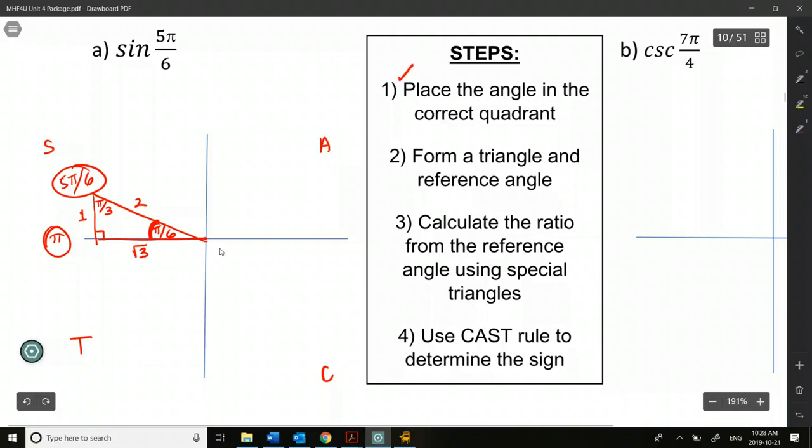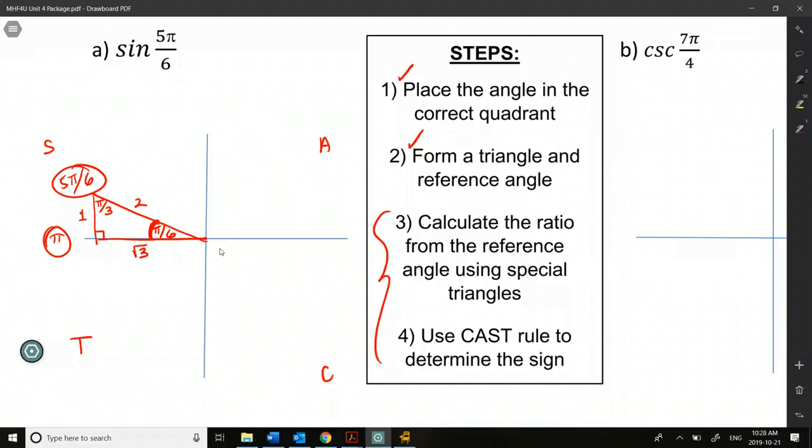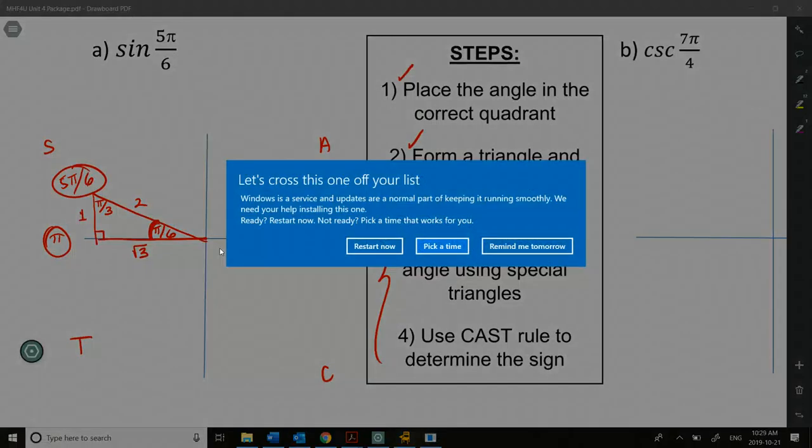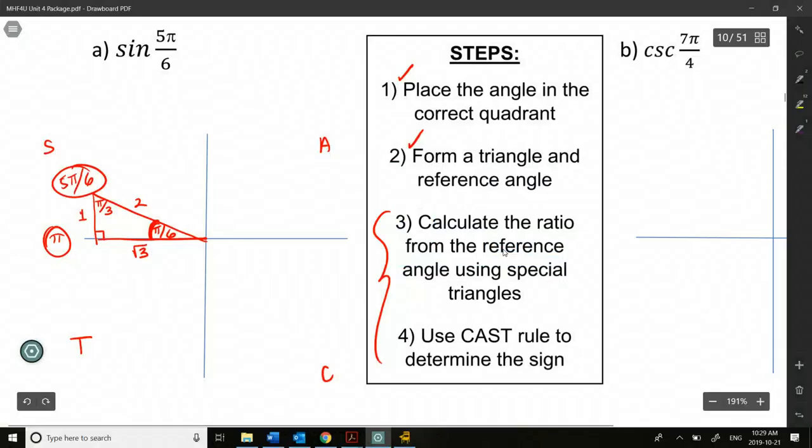Okay, so we're also going to use the CAST rule like we used last year. So we placed our angle in the correct quadrant. We formed an angle with the reference angle and made our triangle. And then we're going to do these two at the same time. We'll calculate the ratio and also use the CAST rule to decide on the sign of our ratio here. So I am taking the sine of an angle, which is in the sine quadrant.